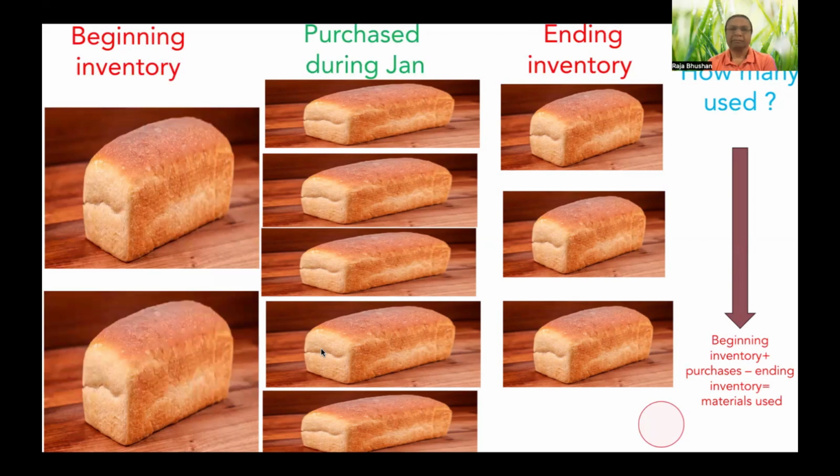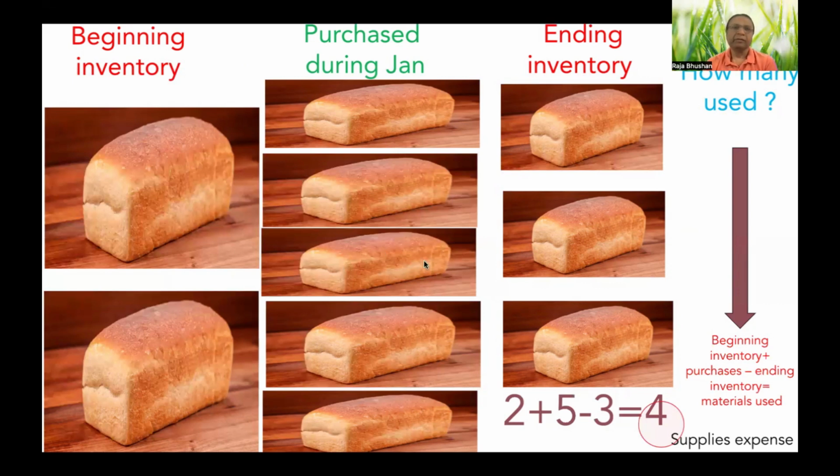Beginning inventory plus purchases during the month or during the week, and whatever is left over will give you the number of items that is spent. So in this case, what is happening? Two loaves in the beginning, you purchased five and you are left with three. So 2 plus 5, that means beginning inventory plus purchases, you have added and you have subtracted what is left over to determine the supplies expense. So this is 4 loaves of bread have been used up during that month. It is as simple as this.